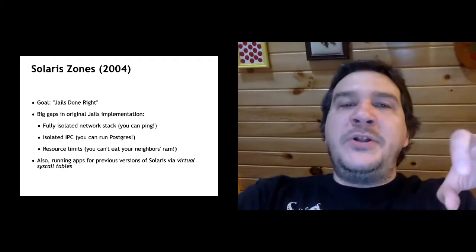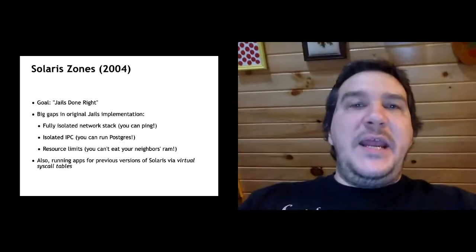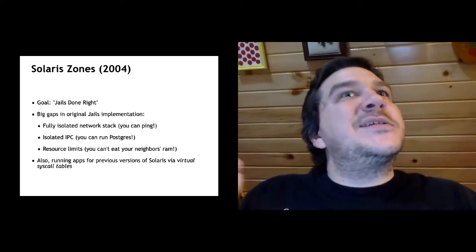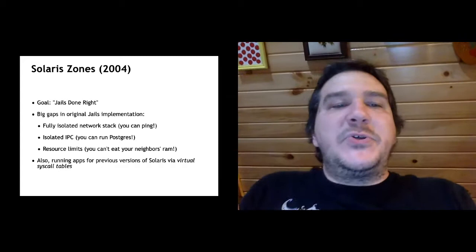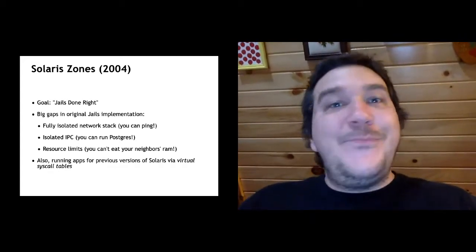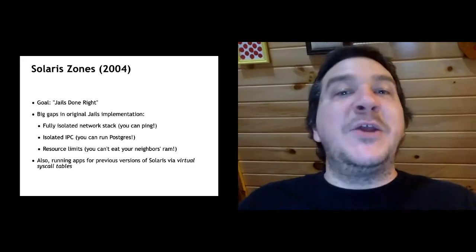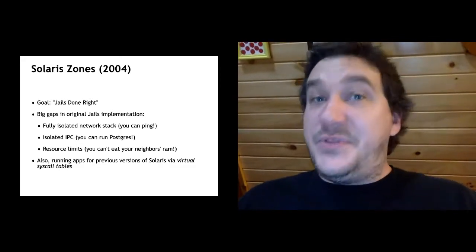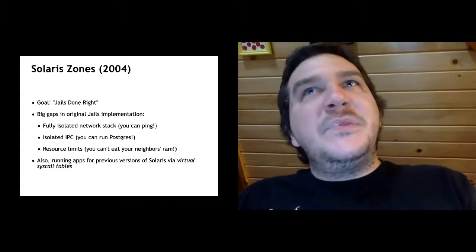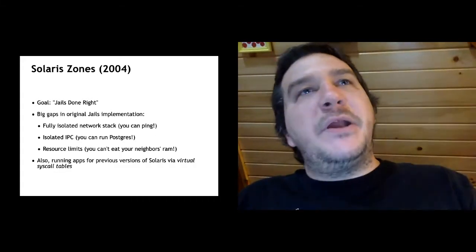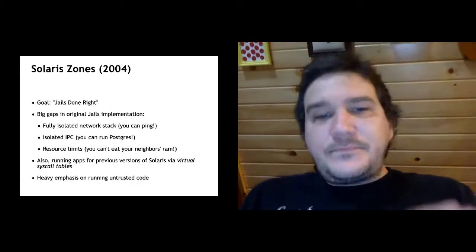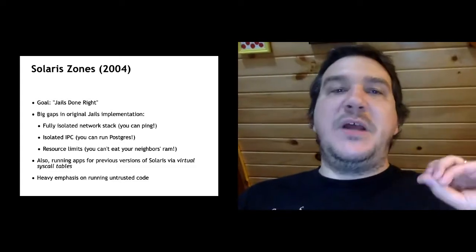So you could launch a zone and say, we're not going to have the Solaris 10 system calls, we're going to support the Solaris 9 system calls. So you've got a virtual system call table, and old binaries don't know the difference effectively. They run and they think they're interacting with the Solaris 9 kernel. That's a really neat way to provide this isolation while also preserving legacy apps going forward. Heavy emphasis on running untrusted code.